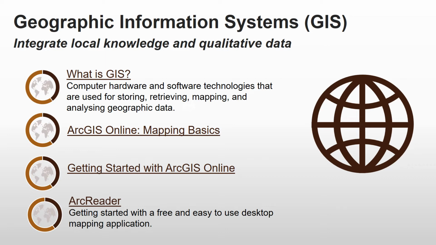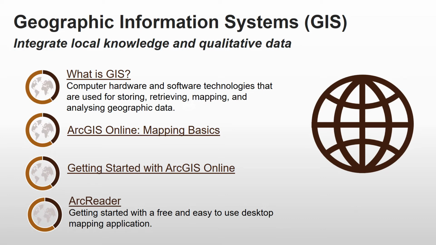The next method of mapping is using geographic information systems, also called GIS. This method is more complicated and technical, but it is a good way to integrate local knowledge and qualitative data. GIS is a computer hardware and software technology that is used for storing, retrieving, mapping, and analyzing geographic data. There are many resources online and links included in this slide that will help you learn more about GIS. Take a look and determine whether you think GIS would be helpful for you or your community. If so, there are many training opportunities that might be available for you to learn.